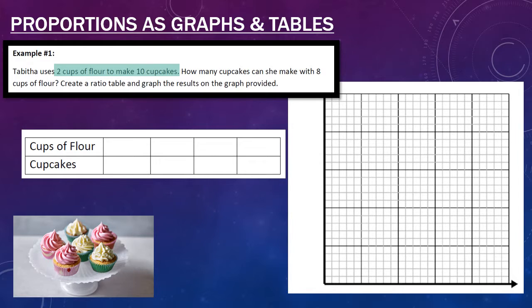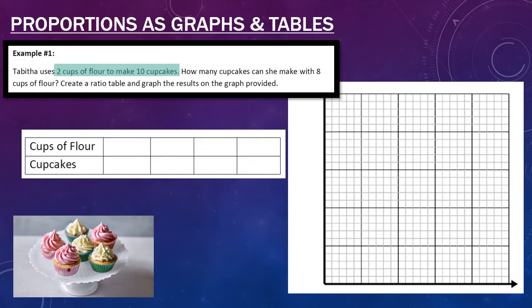So let's do 2 practice problems. Tabitha uses 2 cups of flour to make 10 cupcakes. How many cupcakes can she make with 8 cups of flour? Create a ratio table and then graph the results on the table or the graph provided.